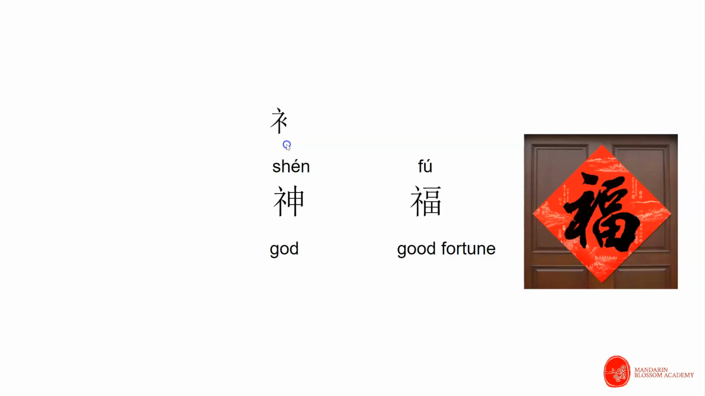This radical here is usually related to deity, sacrificial rites and one's fortune. And this character 神 means God. This character 福 means good fortune. It's a traditional Chinese custom to stick this character on doors and windows during the Spring Festival. So this is 福, it means good fortune.